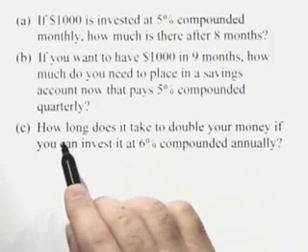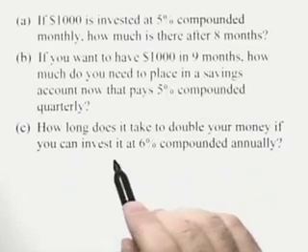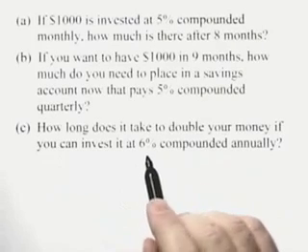And in Part C, we want to determine how long it takes to double our money if we invest it at 6% compounded annually.